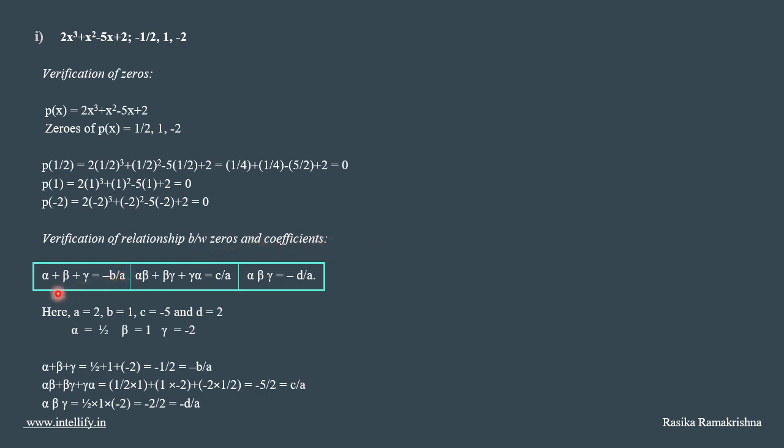So we just discussed that alpha plus beta plus gamma is going to be minus b by a, alpha beta plus beta gamma plus gamma alpha is going to be c by a, and alpha beta gamma is going to be minus d by a. So these are just formulae, but you've got to identify alpha, beta, gamma, a, b, c and d in each case. So here your a is going to be nothing but the coefficient of x cubed, which is 2.